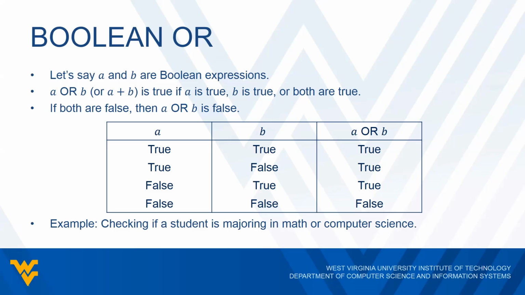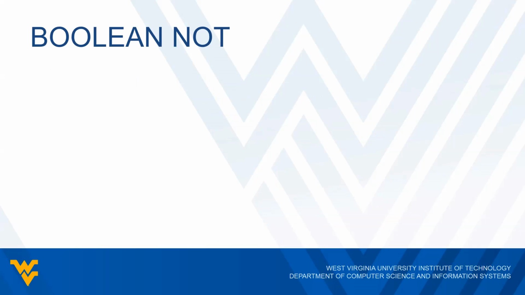And let me give you an example here. Let's say we want to check if a student is majoring in math or computer science. So we have two Boolean expressions combined with the word OR, once again in capital letters. We're checking major, which is our variable that stores the major of our student. So the major is equal to math or major is equal to computer science. As long as at least one of these is true, then this whole thing is going to be true. But if the student is majoring in history or something, then this whole expression is going to be false.